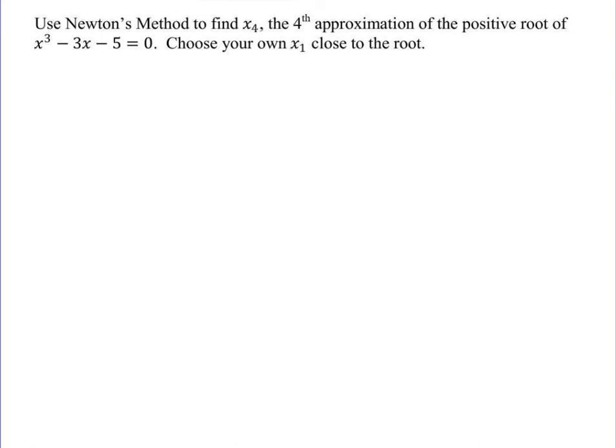Okay, we have one last problem to try here. Use Newton's method to find x4. Meaning the fourth approximation of the positive root of this polynomial right here. You can choose your own x1 close to the root. Go. So I want to see this. x1 equals your choice. Then x2 equals whatever you found on your calculator. Then x3 equals whatever you found on your calculator. And then x4 equals whatever you found on your calculator. I'm looking for x4.